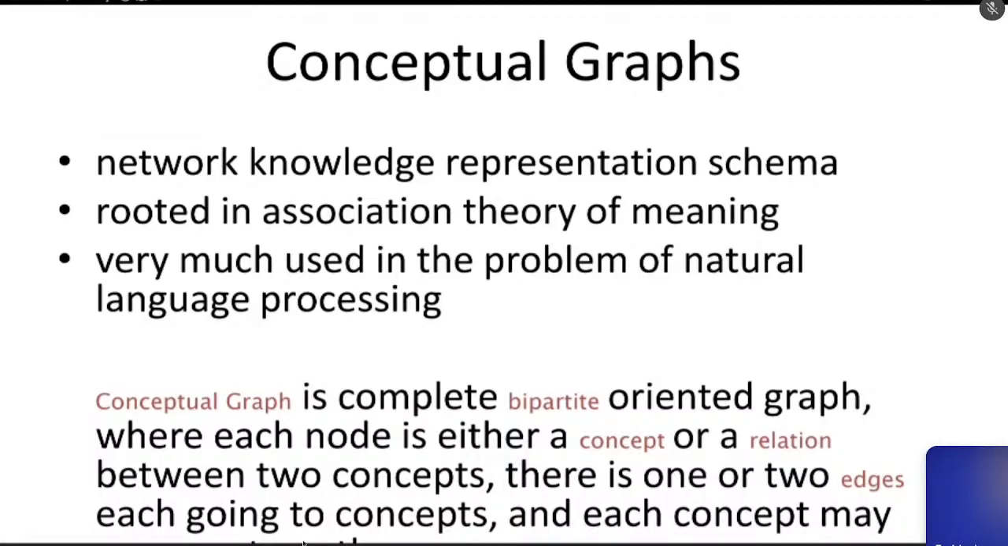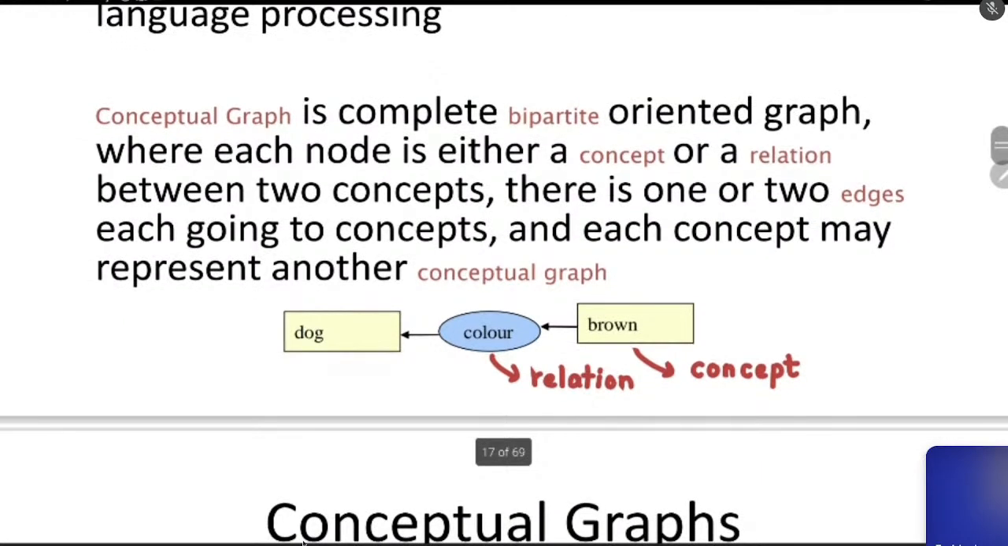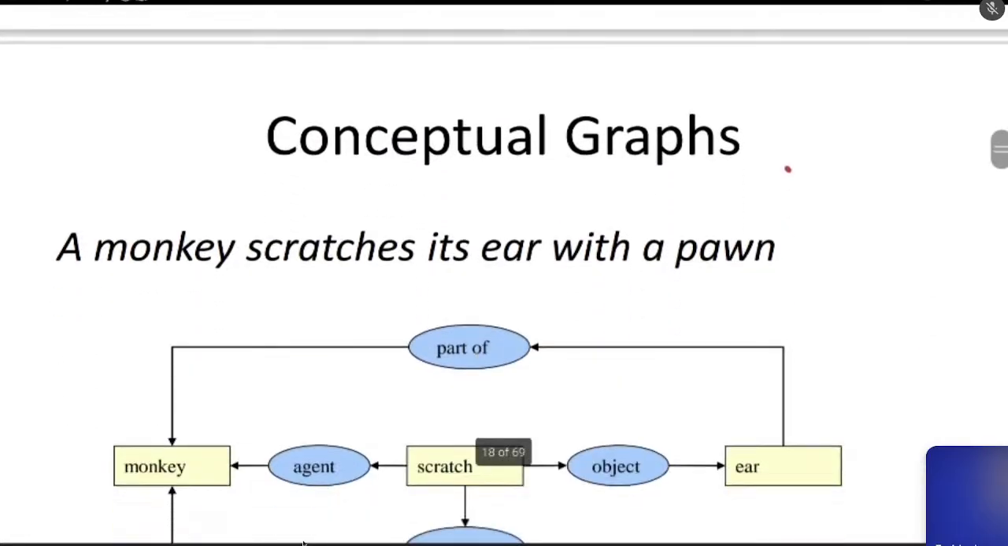Conceptual graphs. You can read the theory. Conceptual graphs are essentially this: you have concepts in rectangular boxes, and then you have relations between concepts in ovals. So this is one simple conceptual graph. This is a better example.